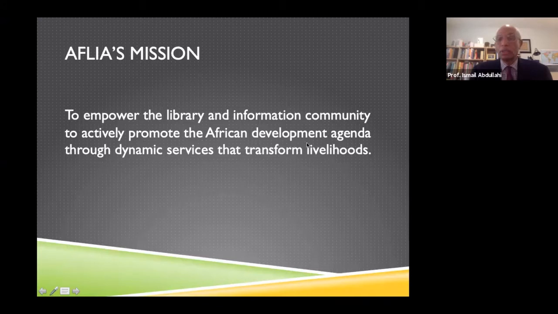Now, looking at AfLIA's mission, it's very important to look at that in our discussion. As it says, I quote, to empower the library and information community to actively promote the African development agenda through dynamic services that transform livelihoods. To promote the African development agenda. And how do we develop this agenda, which involves different kinds of development: education, economic, political, social, and all this?